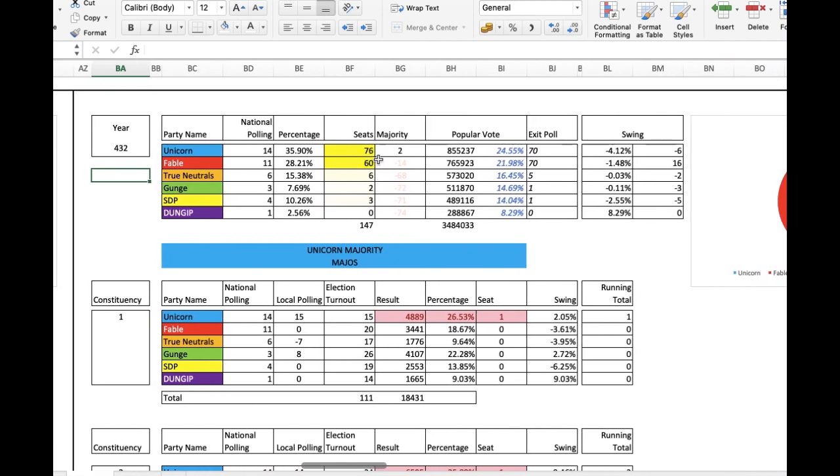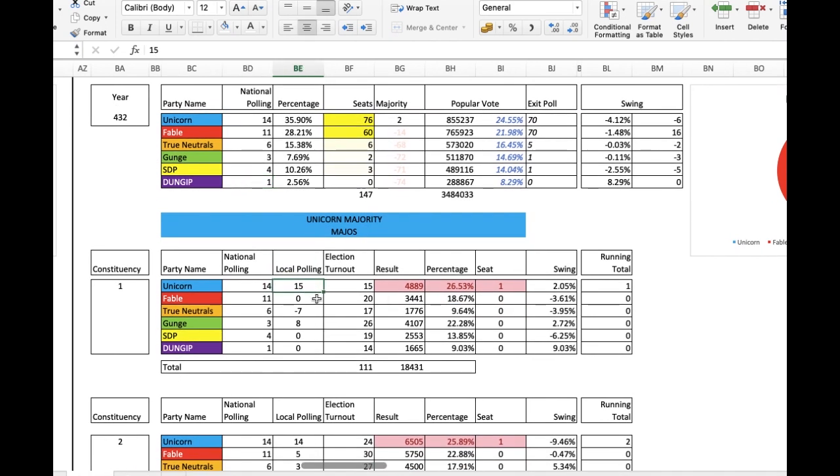And here the result came back very close indeed, with a majority of 2 for the Unicorn Party. And you'll notice another new party has joined, the Dungeon Independence Party, or Dungip, with their national polling of 1, as it turned out when I rolled for them. So yeah, this again turned out to be quite an interesting election.